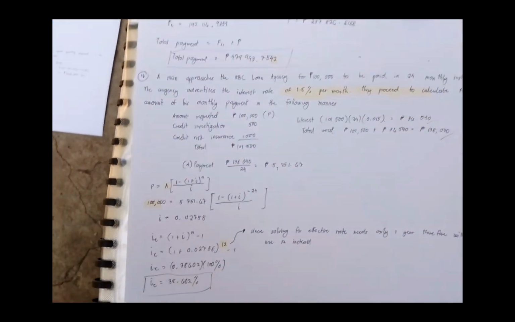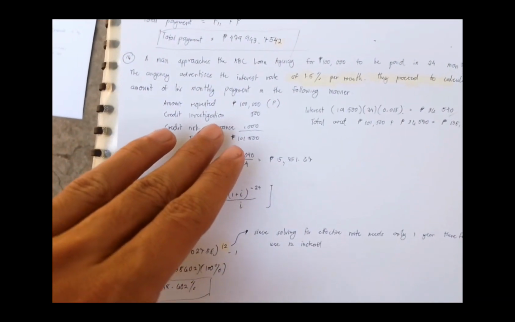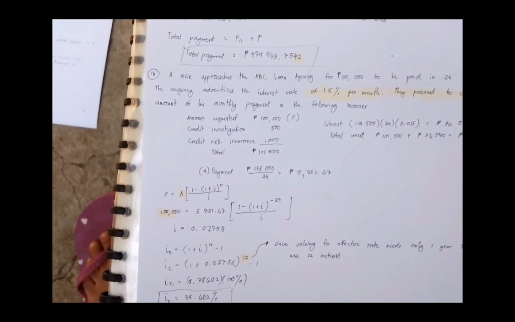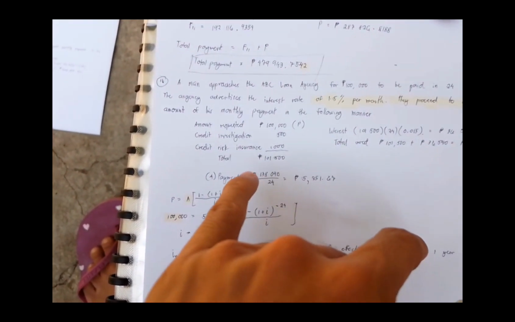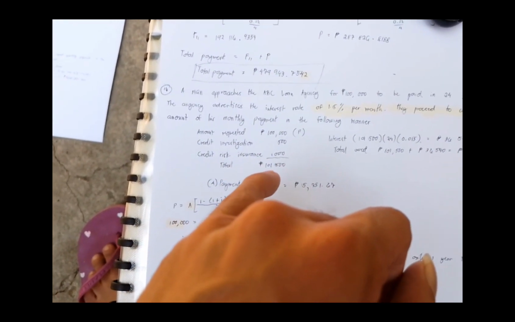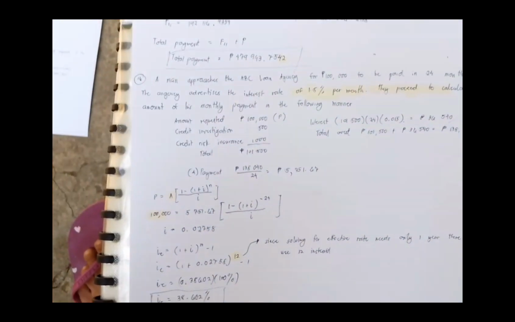So when we say effective rate, it is the interest rate in one year, given at 1 year. So first, these are the given or already calculated values. So amount requested 100,000 pesos, then credit investigation 500, credit risk insurance 1,000, so a total of 101,500.